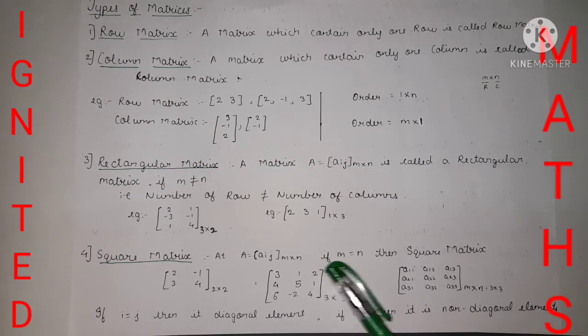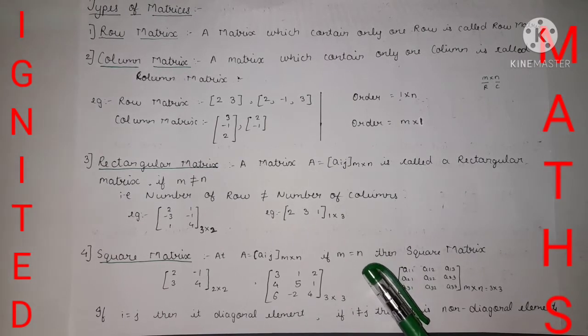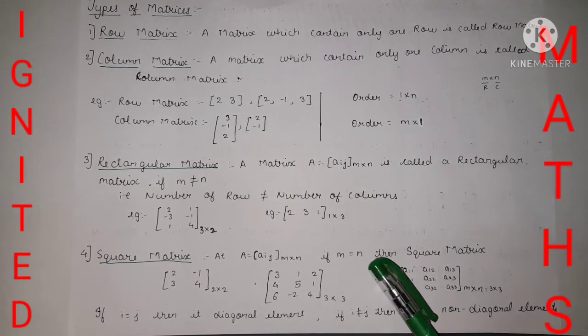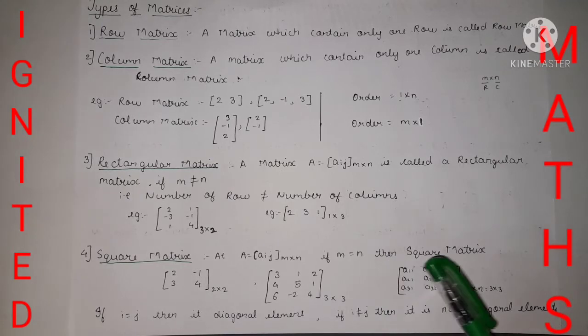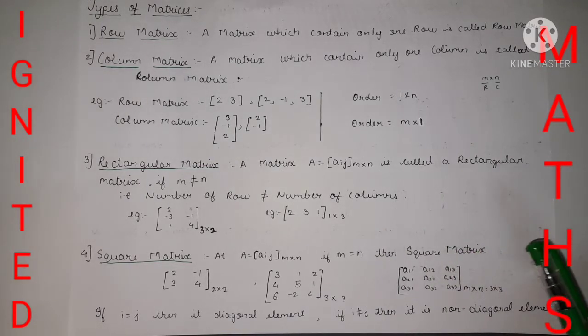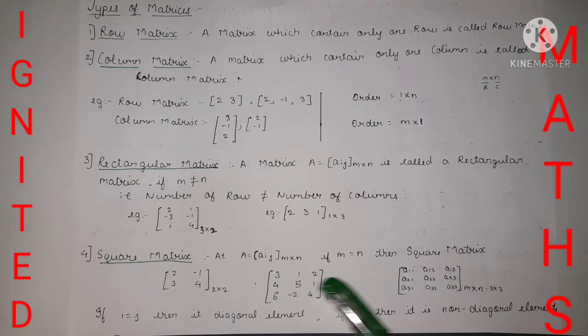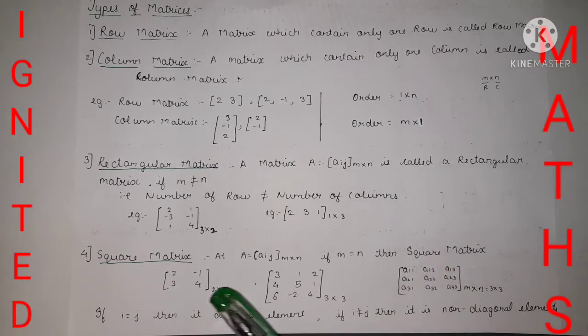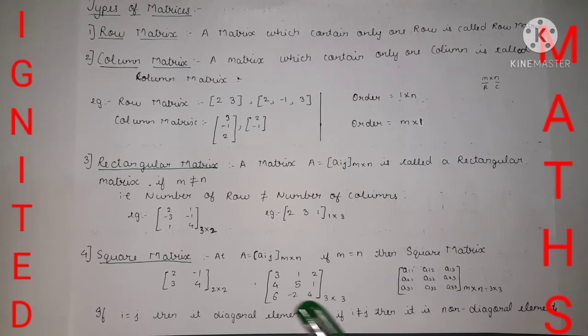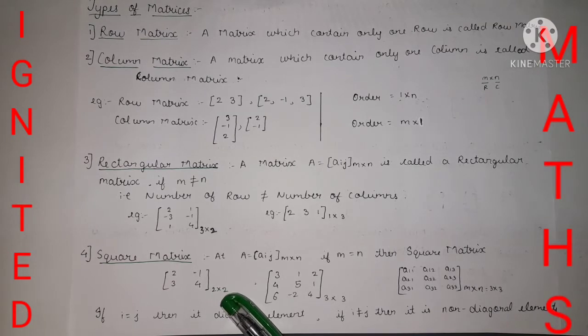But there is a small statement for square matrices. If m is equal to n, that is, the number of rows is equal to the number of columns, then only it is called a square matrix. You can see the examples. I have given three examples. You can check the order of the matrices: it is 2 cross 2, 3 cross 3, 3 cross 3. It means the number of rows is equal to the number of columns. This is what the square matrix says.